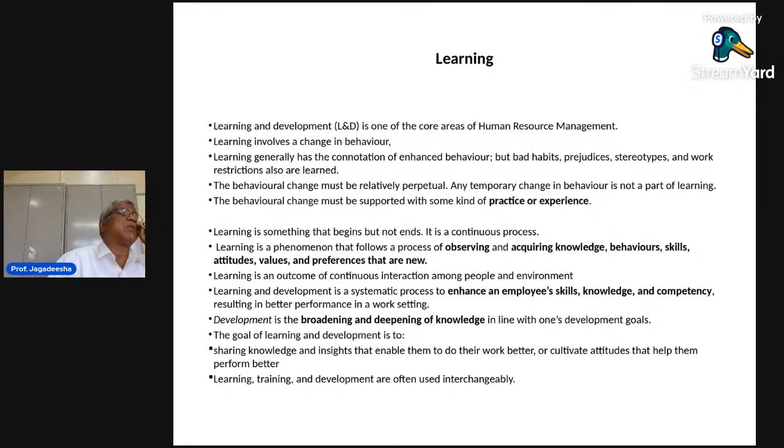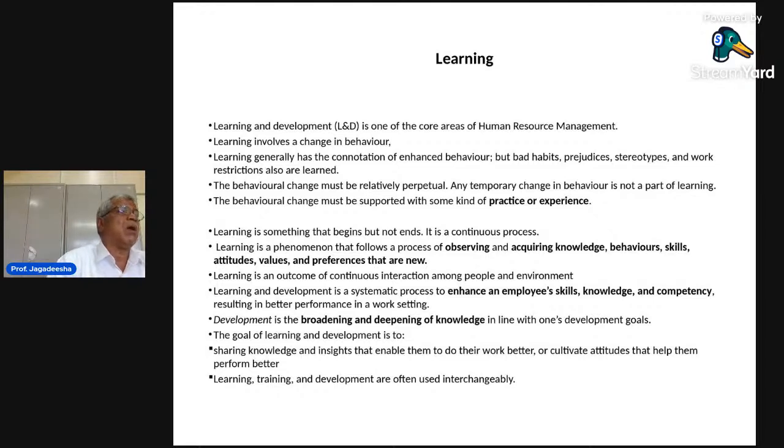IAS officers and IPS officers will also undergo training. After their appointment by the UPSC, remember, all of them will be asked to go to one place called Dehradun. And there is a wonderful training center called the Lal Bahadur Shastri Institute for Training of the Administrators.